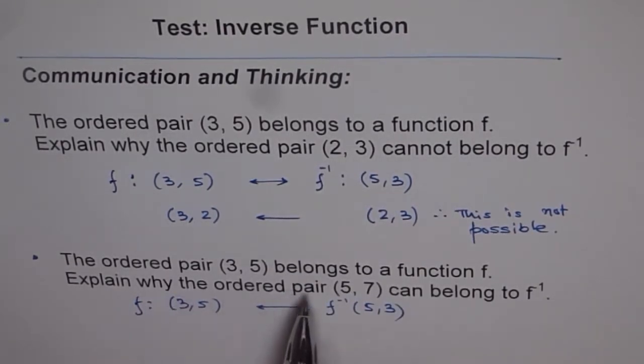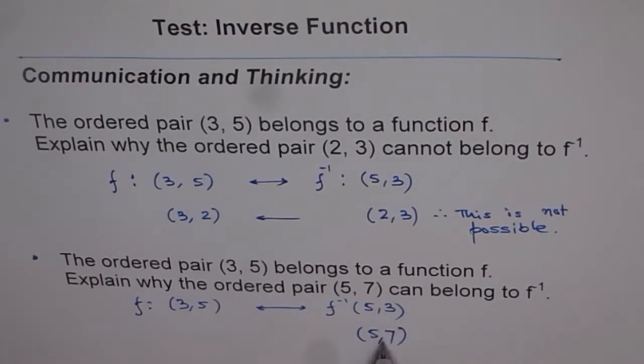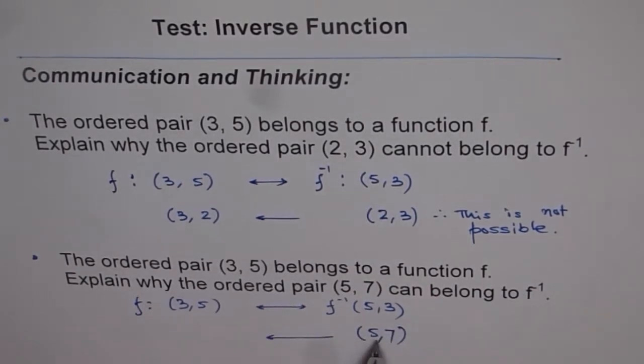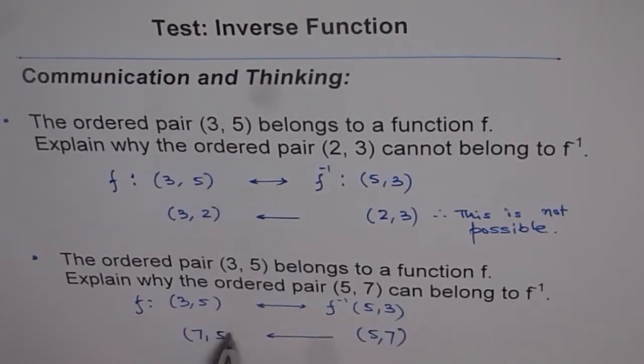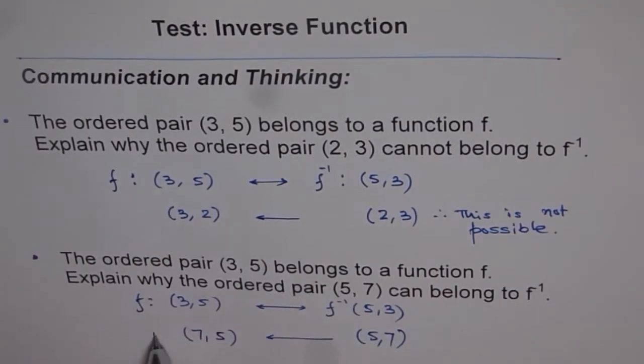Explain why the ordered pair (5, 7) can belong to f inverse. So that means, can you have (5, 7) on f inverse? If you have (5, 7) on f inverse, then it is not a function. Well, that could be okay, because the inverse of a function is not always a function, right? So that seems to be fine. So this is not a problem. The problem is we have to see what it actually is on the function. On the function, the point will be (7, 5), and that is not a problem. It doesn't violate anything, right? So this could be okay.